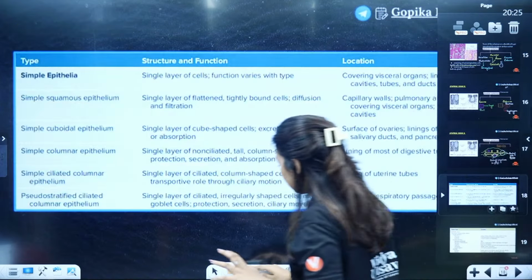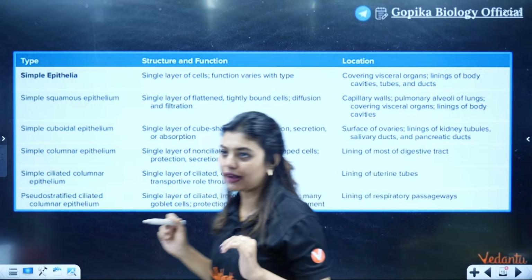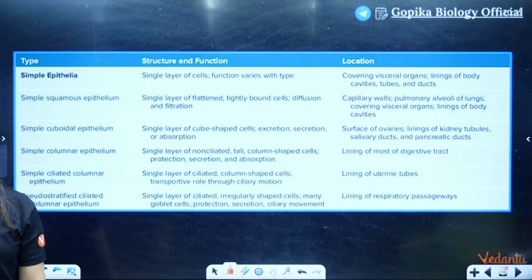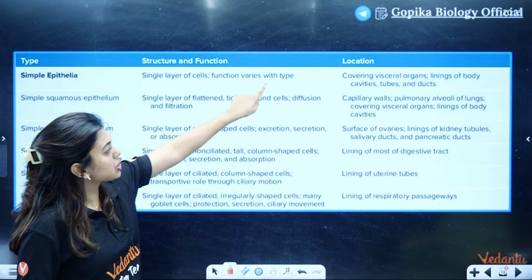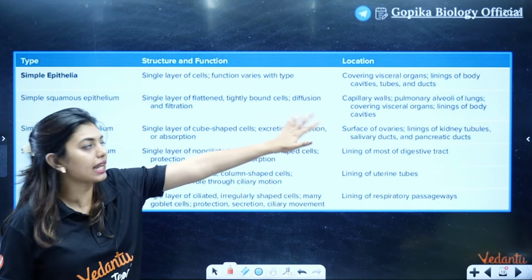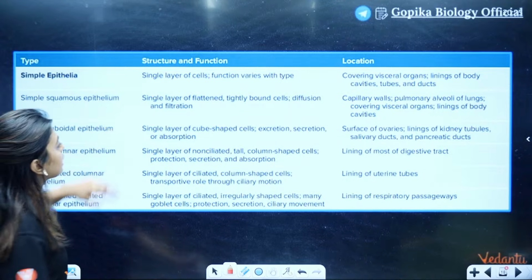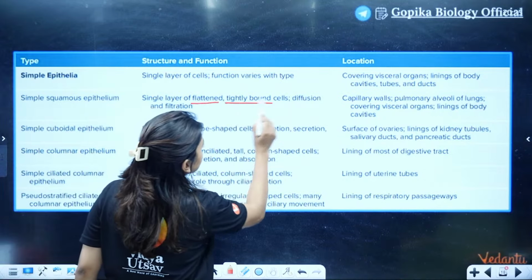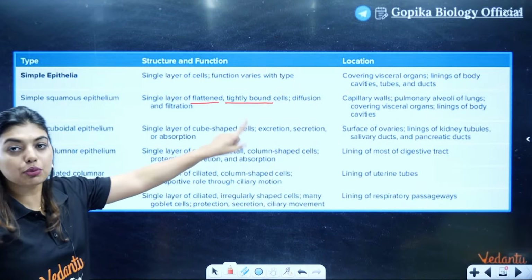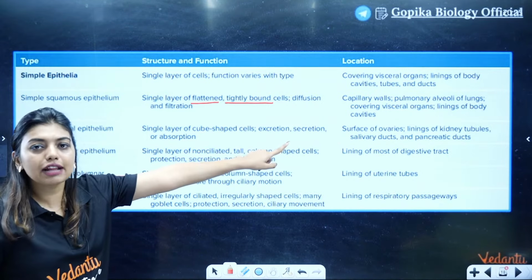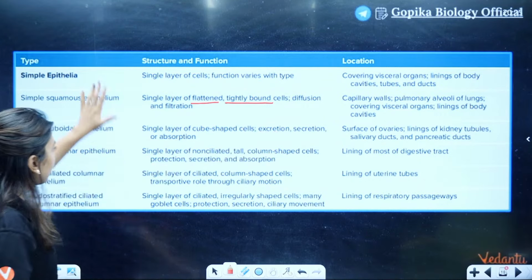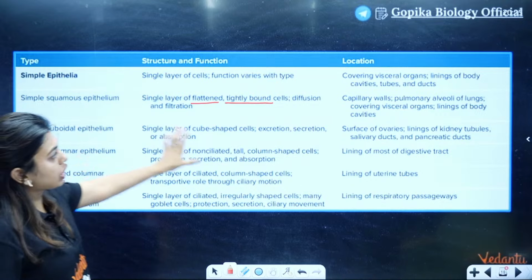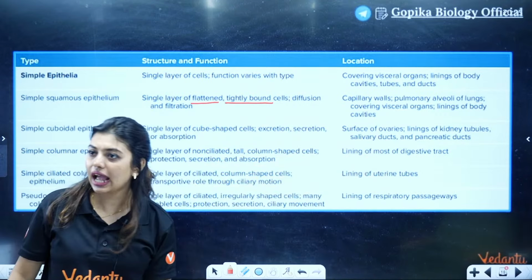So here I have taken information from different books and added it here. Now look here. Simple epithelium: single layer of cells, function varies with type, covering of the visceral organs, lining of the body. Simple squamous epithelium, students, is a single layer of flattened, tightly bound cells. They are present in capillary walls, that is your blood vessels, and pulmonary alveoli of the lungs, that means your air sacs, covering visceral organs, lining. So here you have the types, structure as well as your location.